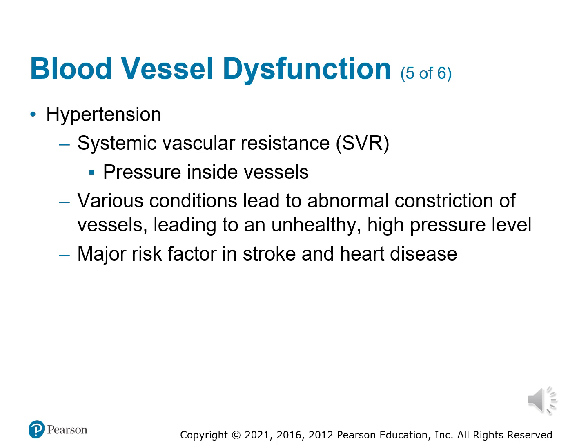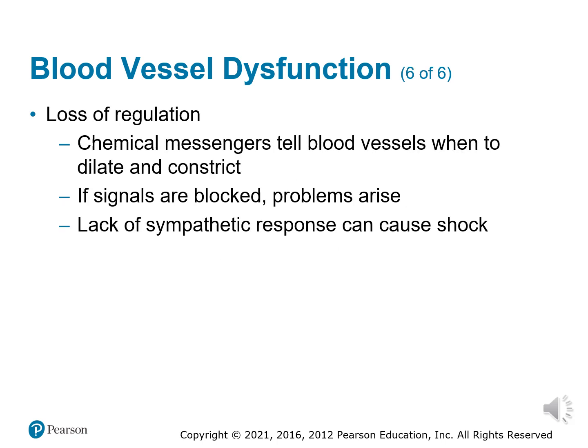Next is hypertension. It's a systemic vascular resistance, also known as SVR, which is the pressure inside the vessels. Various conditions lead to abnormal constriction of the vessels, leading to an unhealthy and high pressure level. These are major risk factors in stroke and heart disease.